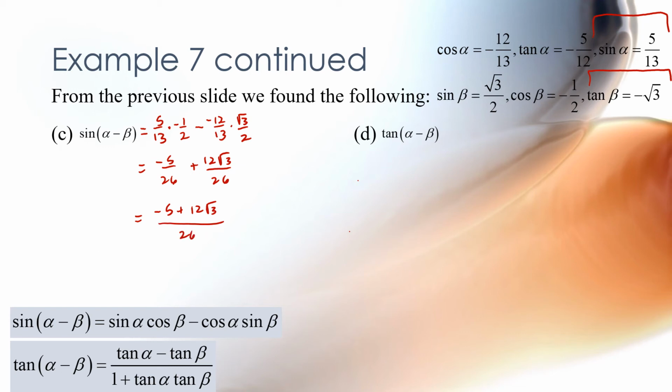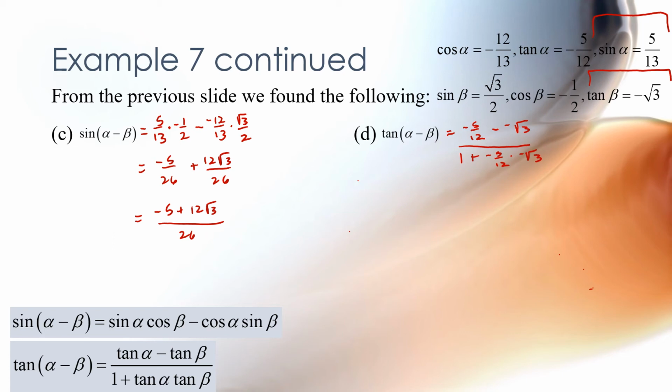Not bad. Now for tangent. Tangent of alpha minus beta is equal to, so I'm going to just substitute in, the tangent of alpha we found to be negative 5 over 12, minus the tangent of beta was given to me as the negative square root of 3. And I'm going to divide that by 1 plus the tangent of alpha, which is negative 5/12, times the tangent of beta, which is negative square root of 3.